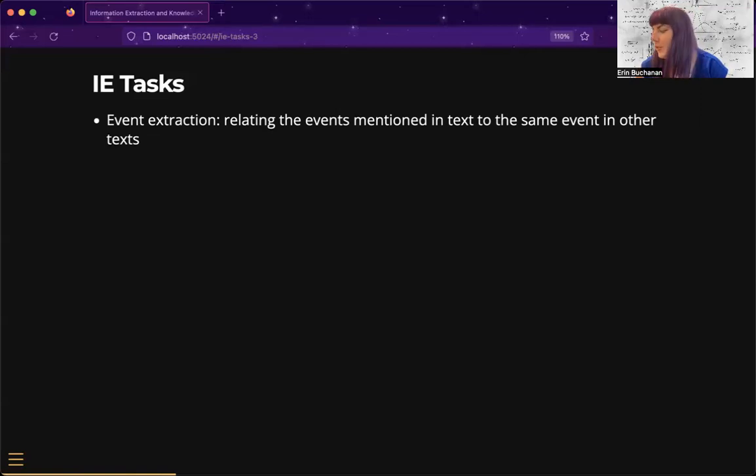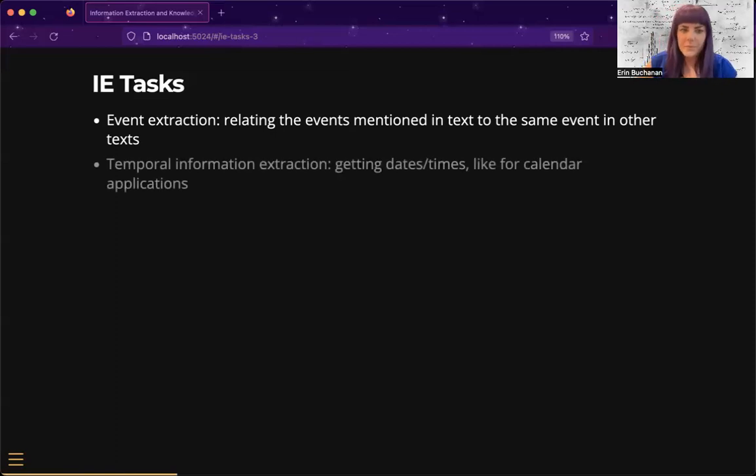So let's say that you are searching for information about the earthquake in Turkey. So you are hoping that you get articles all about that and not about something else that happens to also be going on in Turkey, or about a different earthquake in California. And so event extraction allows us to map that those two things are the same or different. Okay. Temporal information extraction is things like getting dates and times.